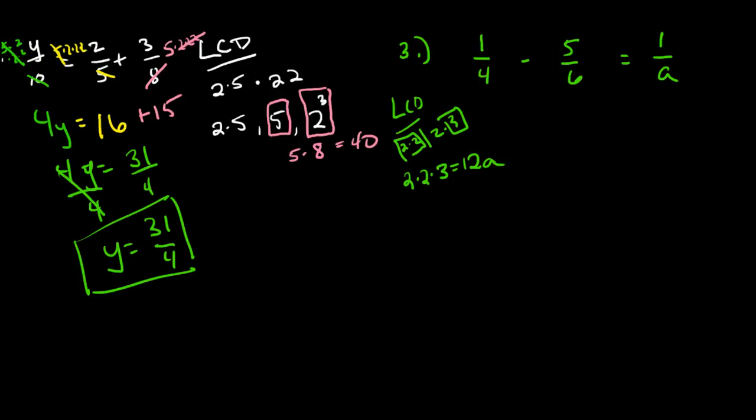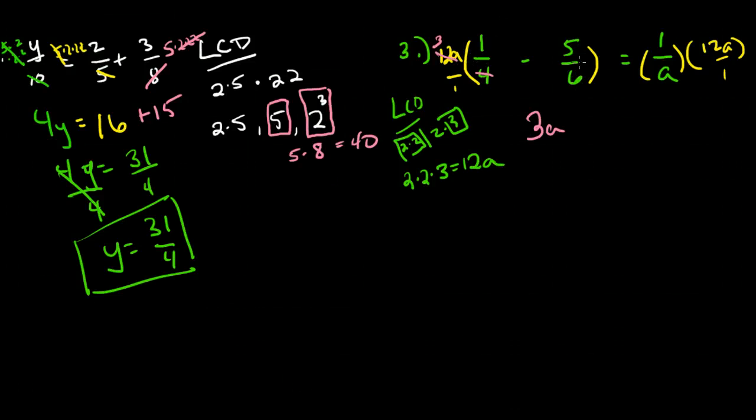Let's try just what it looks like to multiply both sides by 12a. This is really how we do it. I wanted to show you how it looks by doing the prime numbers, but let's see what it looks like. Well, the 12a times 1 over 4, the 12 and the 4 cancel to 3. 3a times 1 is just 3a.